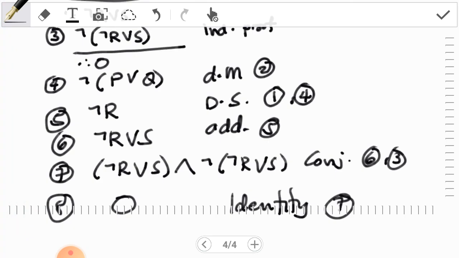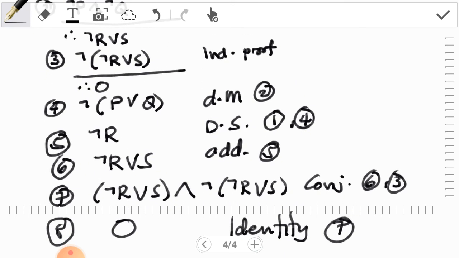So we have seen here that even in our previous problems, we can use the indirect proof. The indirect proof can be used for any given conclusion, unlike the conditional proof, which can only be used if you have a conditional statement in your conclusion. Okay.